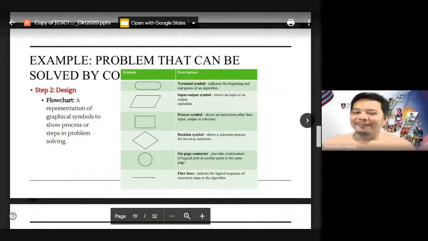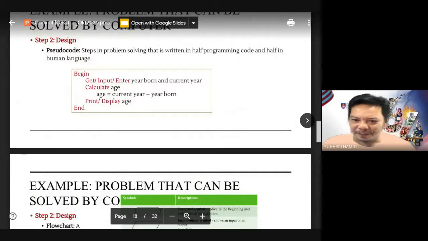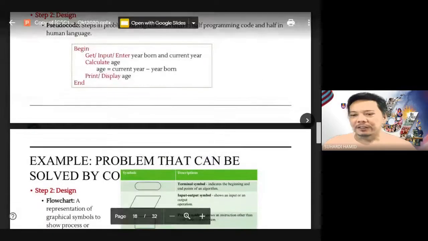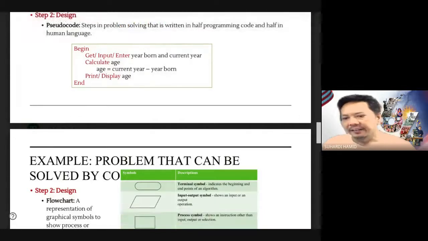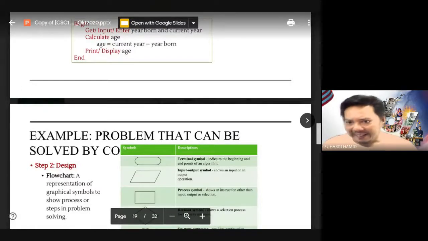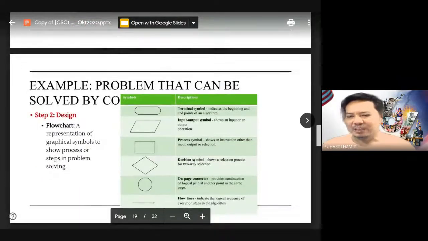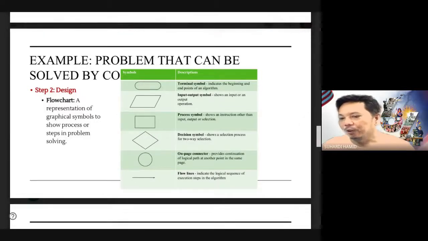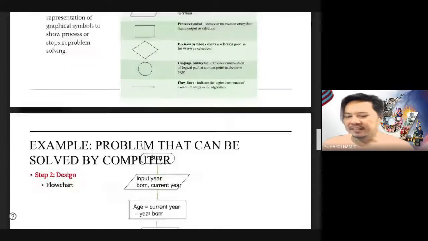Now, based on this information, you will have to work on a flow chart. So you see here, get the input, calculate the age, print the age. There is a flow in there. Now this is what you have to convert to. After you have done that, you convert into a flow chart. And these are the symbols: terminal symbol, input output symbol, process symbol, decision symbol. On-page connector provides continuation of logical path. And this is the flow line.